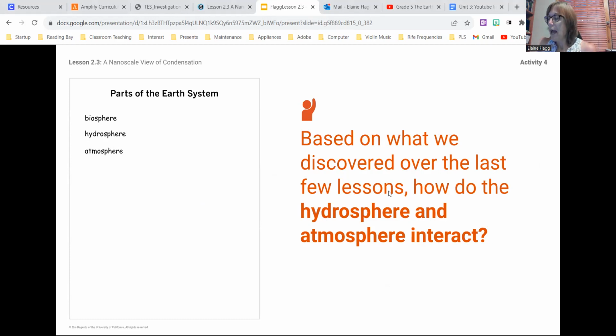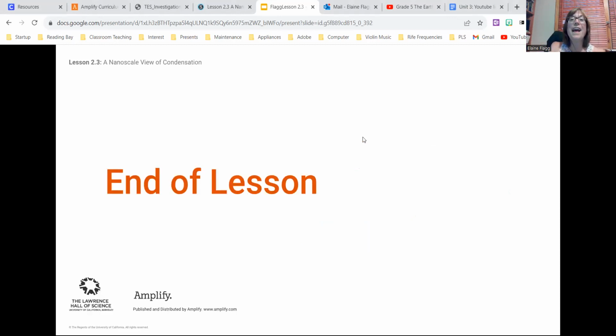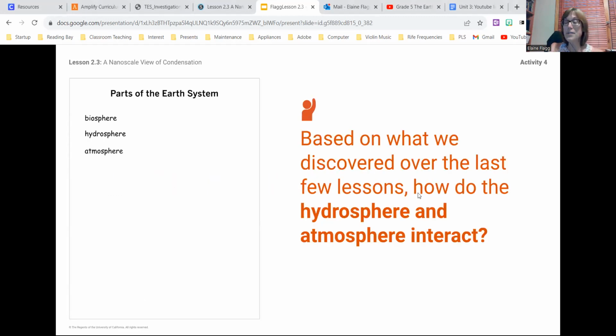So remember that the hydrosphere is all the liquid water and ice on Earth, and the atmosphere is all the air that surrounds Earth. So water vapor in the atmosphere condenses into liquid water, and the atmosphere is where the raindrops form, which fall to the surface of Earth and become part of the hydrosphere. So this is actually like a water cycle. And that is the most important thing that you learn in this lesson. So we kind of went through the water cycle with the hydrosphere and the atmosphere.